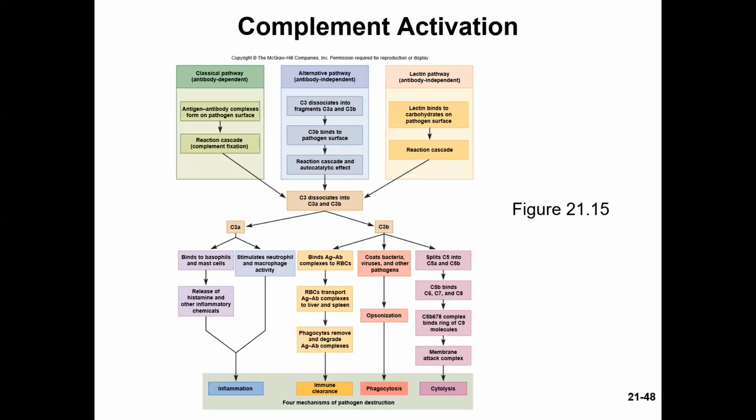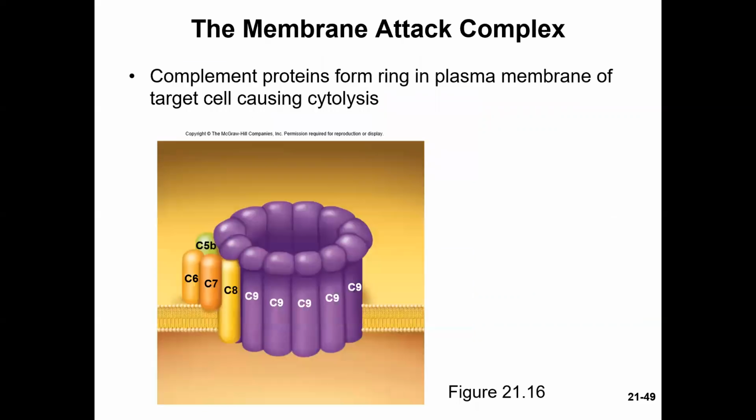So here is a map of the different pathways. We have the classical pathway, the alternative pathway, and the lectin pathway. So we will leave that up for self-inspection on your part if this picture helps you understand what we just went through a little bit better. Okay, so here's an example of the membrane attack complex. Complement proteins form a ring in the plasma membrane of the target cell, causing cytolysis.